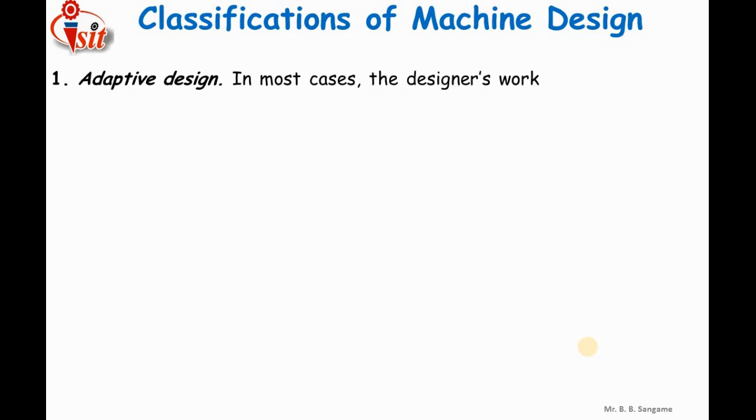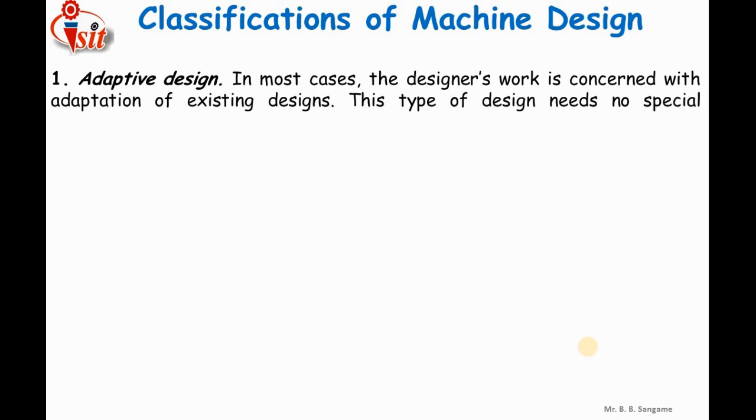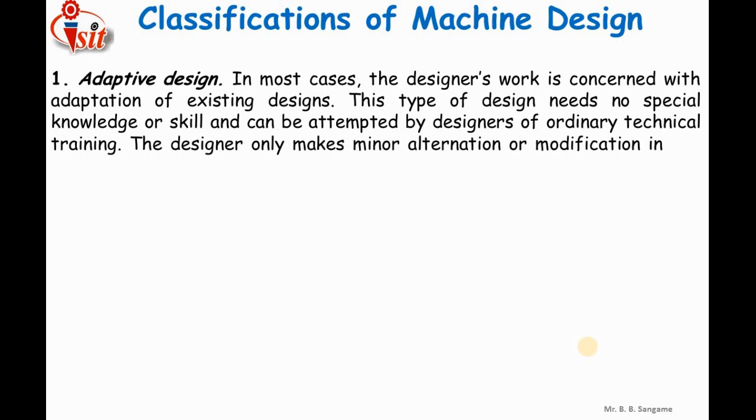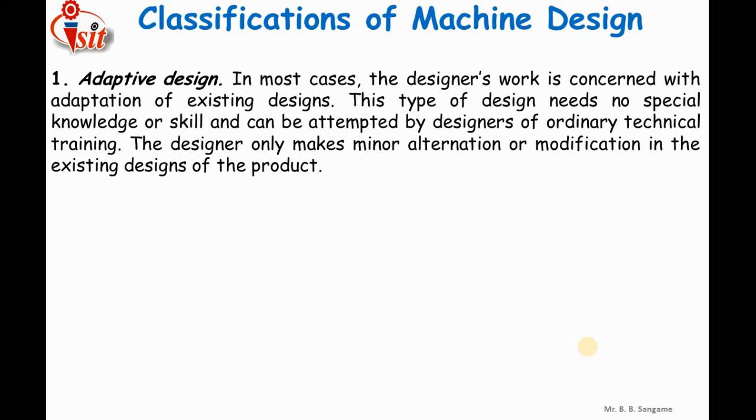Let us see the classification of machine design. The first type is adaptive design. In most cases, the designer's work is concentrated on the adaptation of an existing design. This means the design engineer utilizes the existing design as a reference for the development of a new design. This type of design needs no special knowledge or skill and can be attempted by designers of ordinary technical training. The designer only makes minor changes or modifications in the existing design of the product.